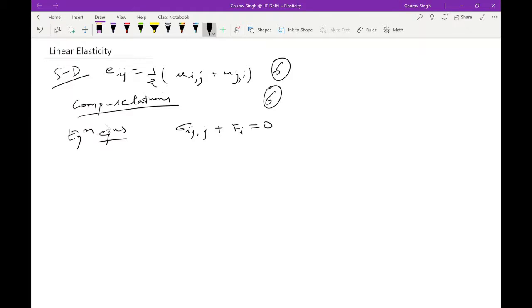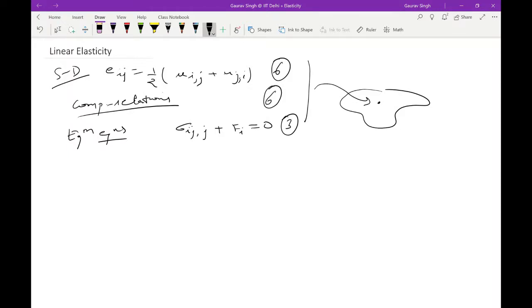There were 6 compatibility equations whose purpose was to ensure that for a given arbitrarily given strain, the displacement should be single valued and continuous. And then finally we had the 3 equilibrium equations, which were basically trying to say that an arbitrary point in a solid is in equilibrium for the overall solid to be in equilibrium. All these 3 relations were valid at one specific point.